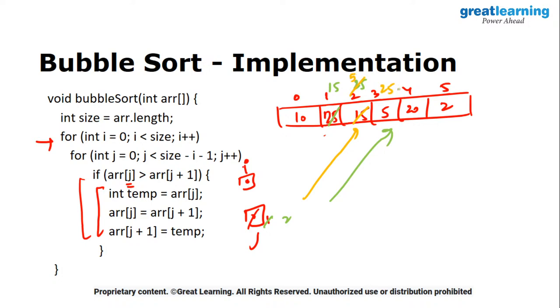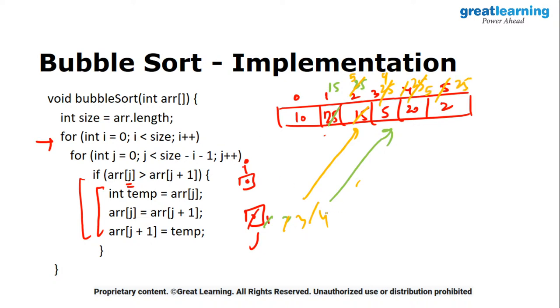Similarly, these two will be compared. Now j will be 3 and we'll be talking about 3 and 4. Again, these will be compared and we'll be swapping them. You will have your 4 here and you have your 25 here. Again, j will be incremented and we are talking about now 25 and this. So this is 5 and this is your 25.